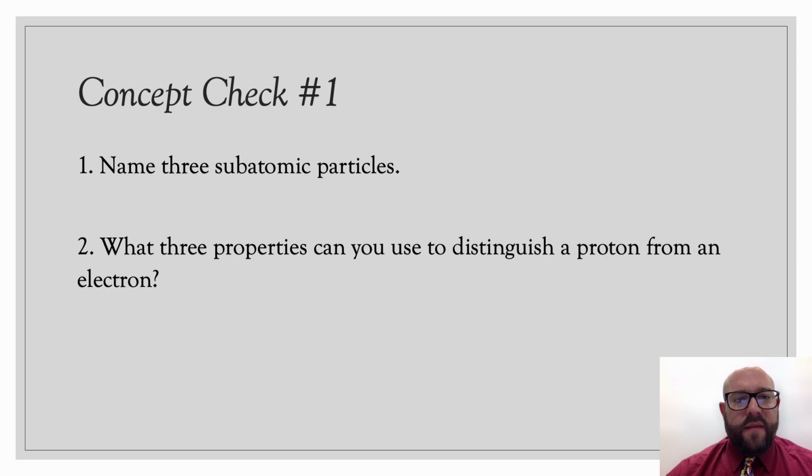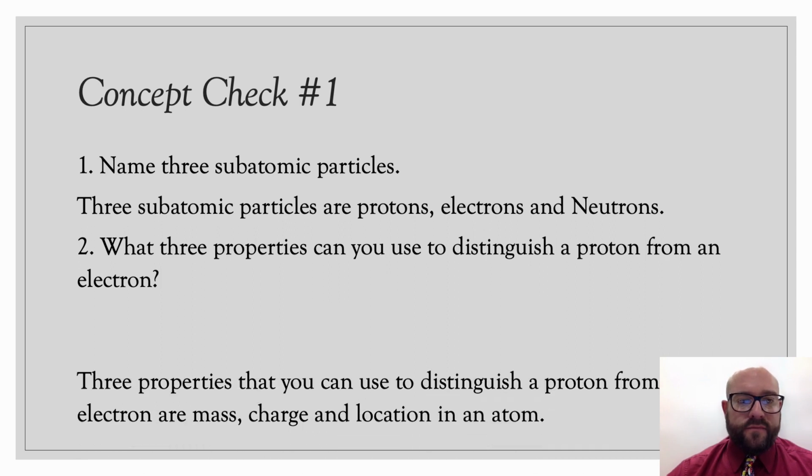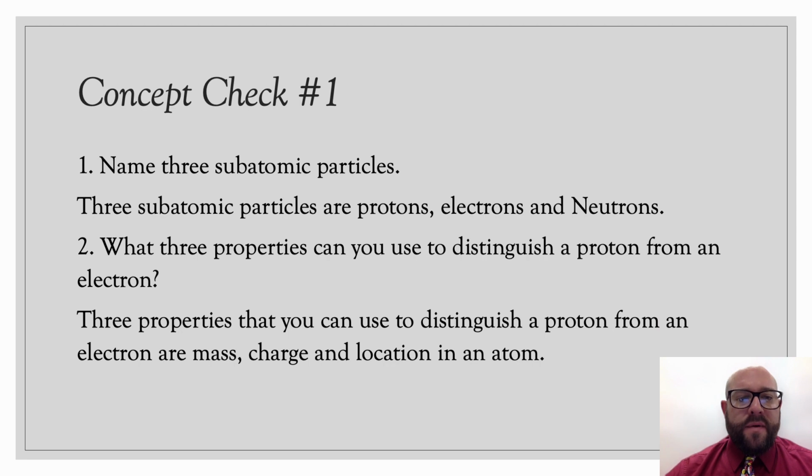Question 1. Name 3 subatomic particles. 3 subatomic particles are protons, electrons, and neutrons. Question 2. What 3 properties can you use to distinguish a proton from an electron? 3 properties that you can use to distinguish a proton from an electron are mass, charge, and location in an atom.